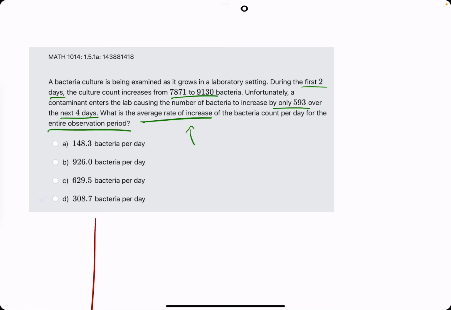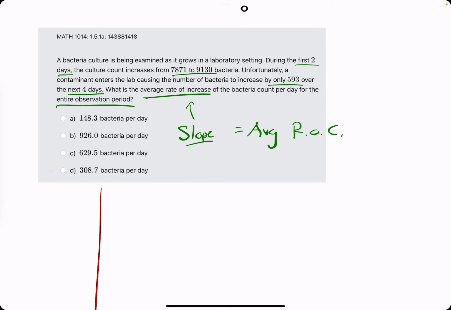So whenever you see average rate of increase or average rate of change, just know that this means the slope. The slope between 2 points is the average rate of change. Okay, so they want to know what's the slope over the entire observation period. What's the average rate of change from start to finish?